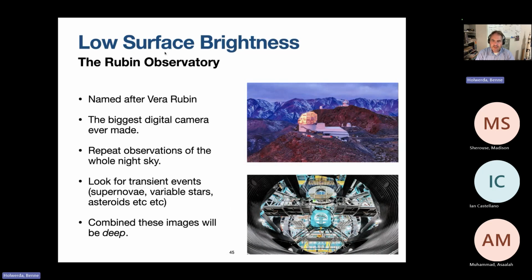So the low surface brightness. We're within a year of Rubin Observatory starting observations. That picture there shows that the entire telescope building is done. At the bottom, you see the camera baffle. This is where the camera is going to go. It's already on there now, I think.